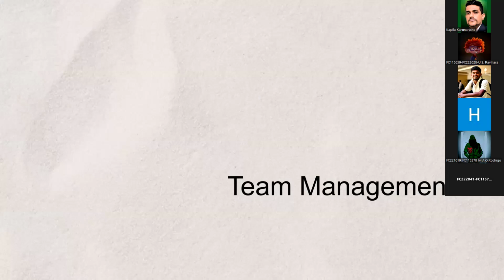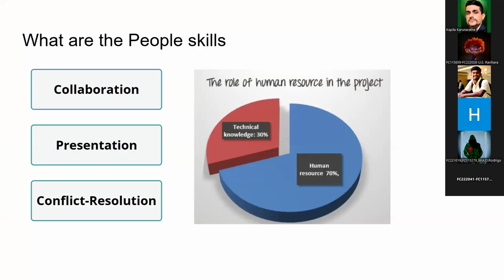The last part is not control or any other thing, but a management part of it. It's basically team management. We need to make sure that we manage the team correctly, and team management is also a fundamental part of the software test plan. We need to focus on that. So this is how it will be, basically. So, people skills.